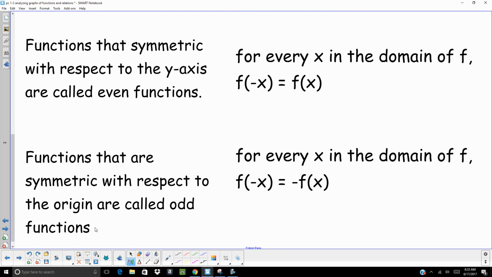All right, functions that are symmetric with respect to the y-axis are called even functions. Functions that are symmetric with respect to the origin are called odd functions. That is something to put into the memory bank.